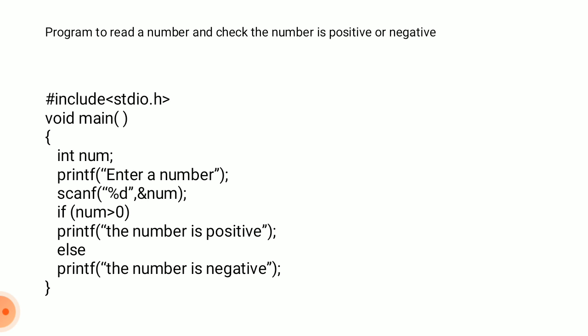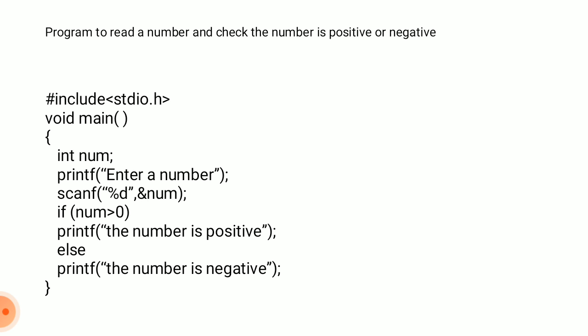Suppose I take the input variable num equal to minus 2. Is minus 2 greater than 0? No. The condition is false, so the control transfers to the else part, that is "the number is negative". It will not print both statements, "the number is positive" and "the number is negative". It will print either one depending on the condition.